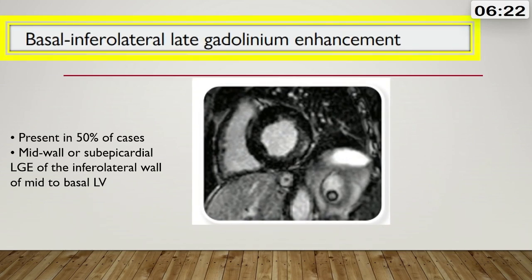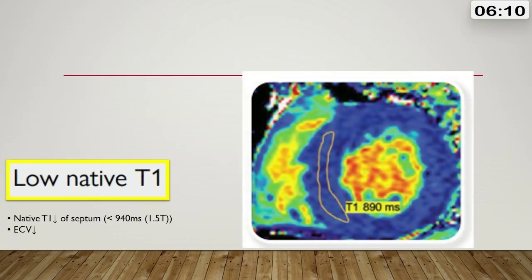I'll confirm this finding. Can you see here this basal inferolateral late gadolinium enhancement? It's present in 50% of cases. And the native T1 is low, and this is the only disease with low native T1 and low extracellular volume. We can measure it.